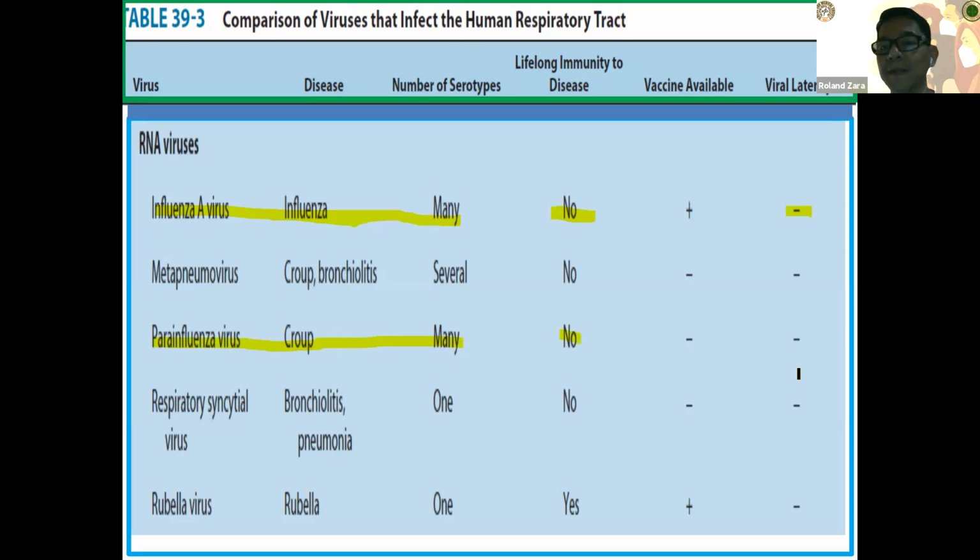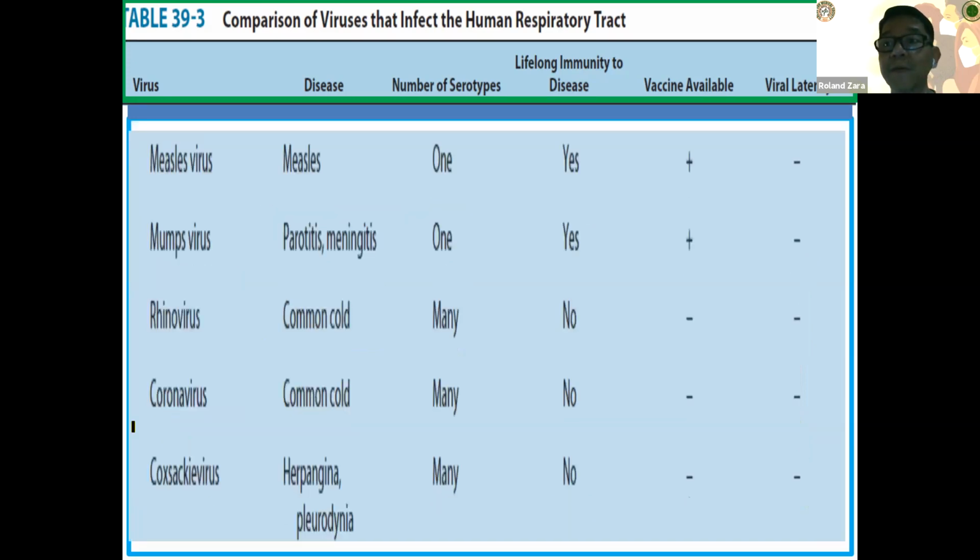And there is no latency, unlike your herpes, where there is usually latency. So your rubella, there is a vaccine here, so that's why there is lifelong immunity. If you have had rubella infection before, you can no longer have German measles.